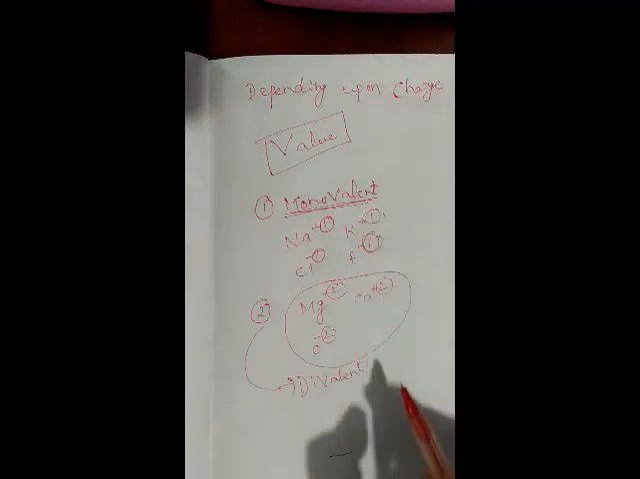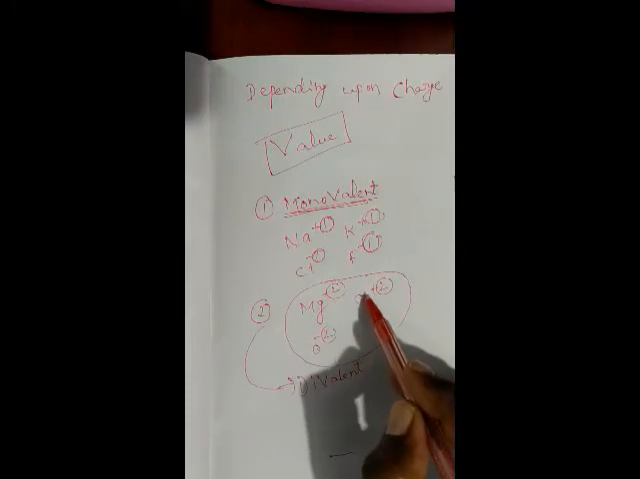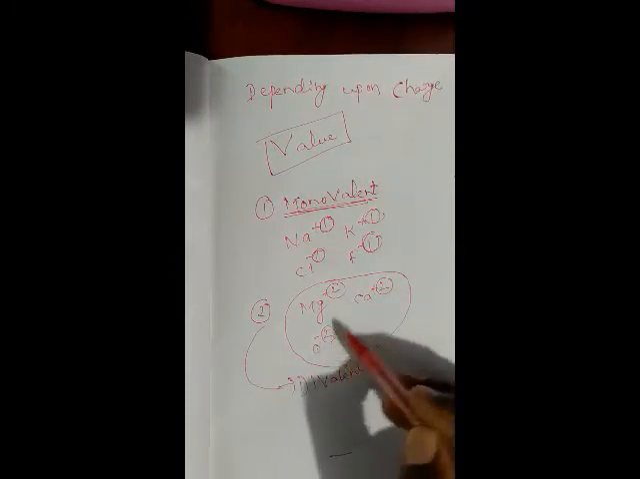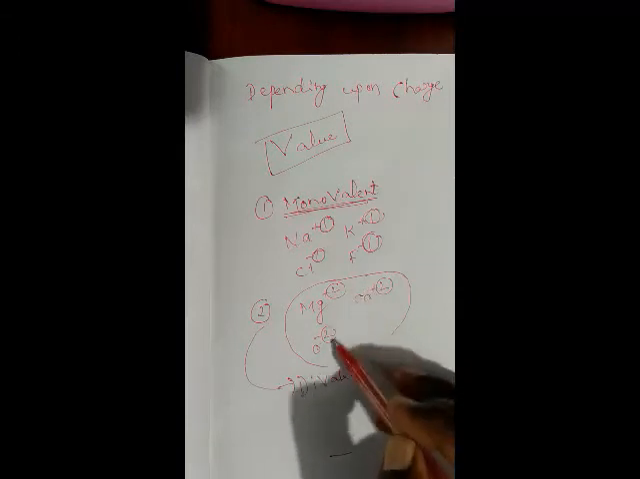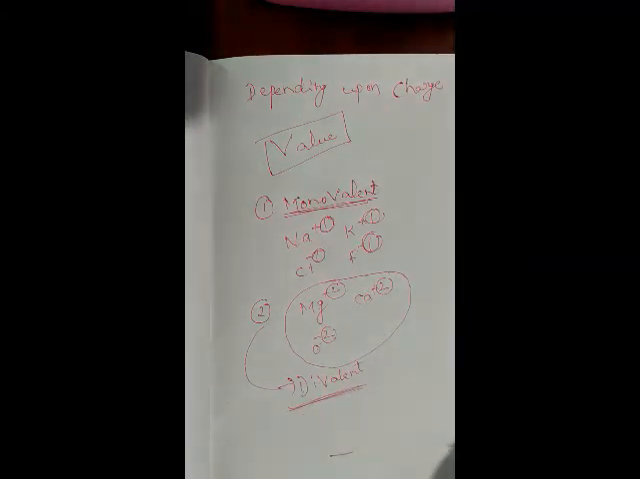Monovalent means charge value is 1. Divalent means charge value is 2. Mg plus 2, Ca plus 2, O minus 2, each has charge value 2. So the ions whose charge value is 2 are known as divalent.